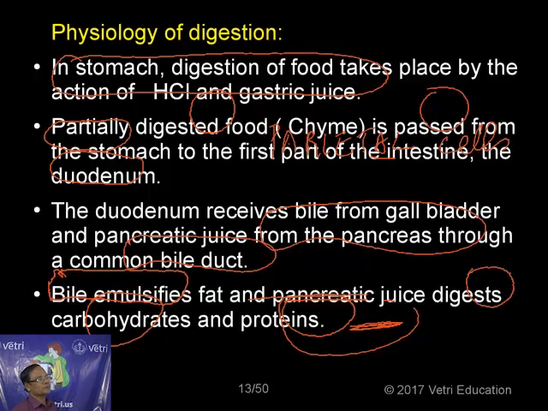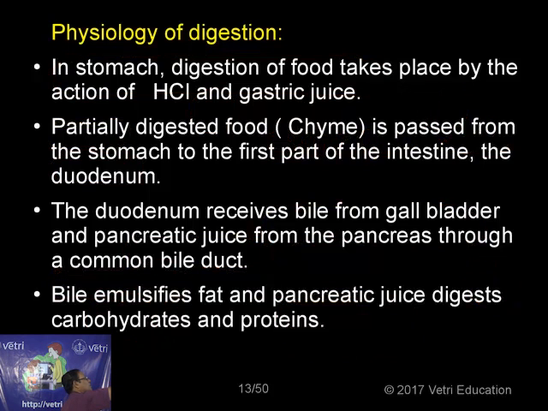Now, what is happening? In the stomach I mentioned we have hydrochloric acid and also pepsinogen, a proteolytic enzyme. The hydrochloric acid converts pepsinogen into active pepsin, which is responsible for the digestion of proteins. So in the stomach, digestion is initiated with the help of hydrochloric acid and gastric juice. In the gastric juice we have the pepsinogen that is responsible.